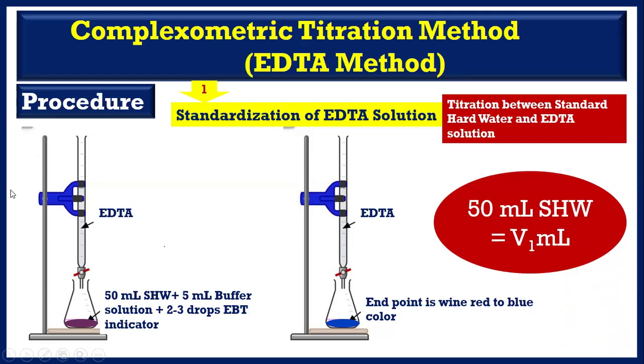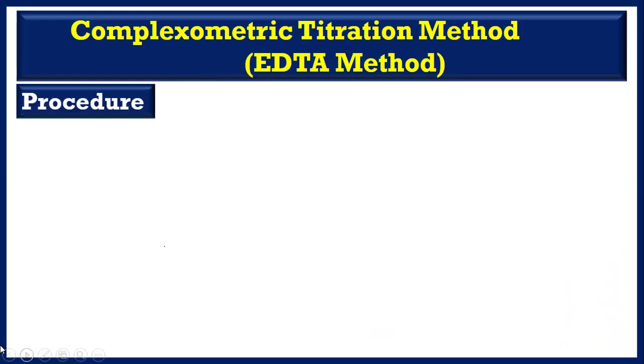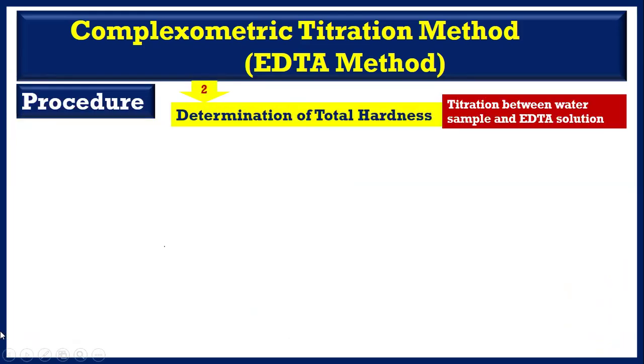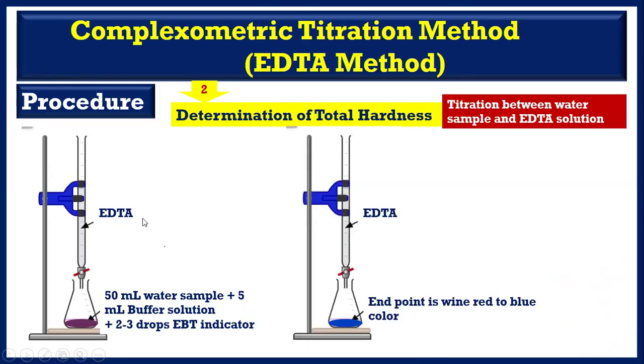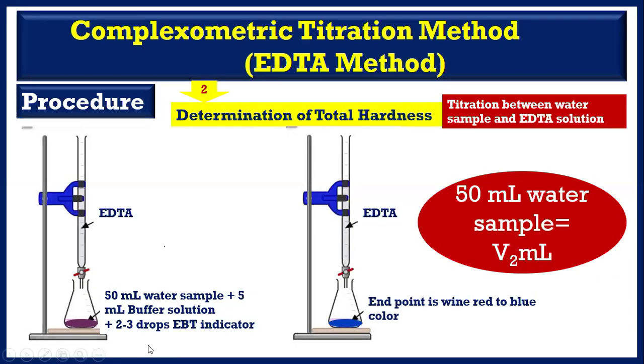In this step, we titrate the EDTA with the standard hard water in presence of buffer solution, that means at pH 9 to 10. Next, total hardness in the water sample using this EDTA solution. Procedure is the same. In the conical flask, 50 ml water sample, buffer, indicator, and titrate this conical flask content with the EDTA. Here is the endpoint. Suppose this time the reading comes out to be V2 ml. That means 50 ml of water sample consumes V2 ml of EDTA.